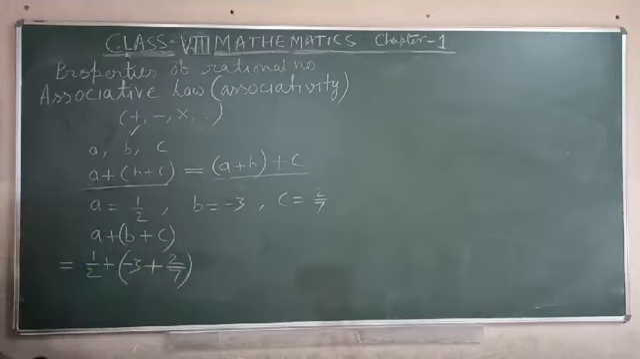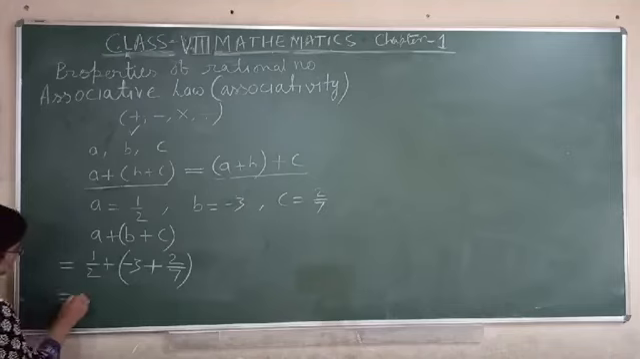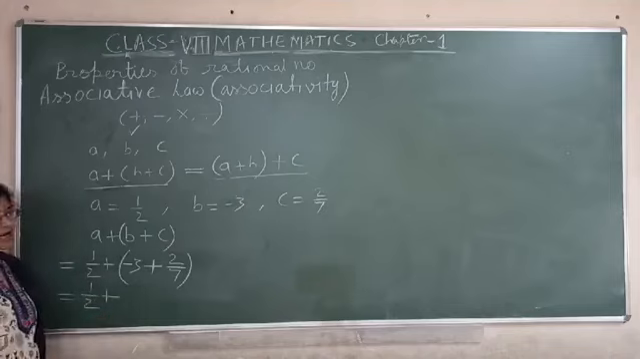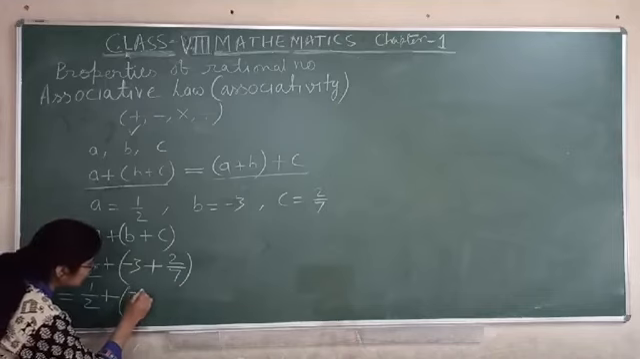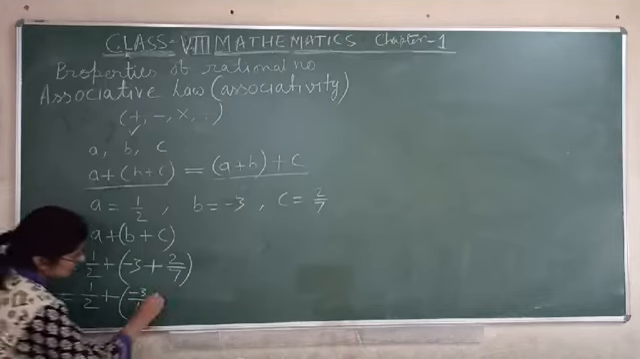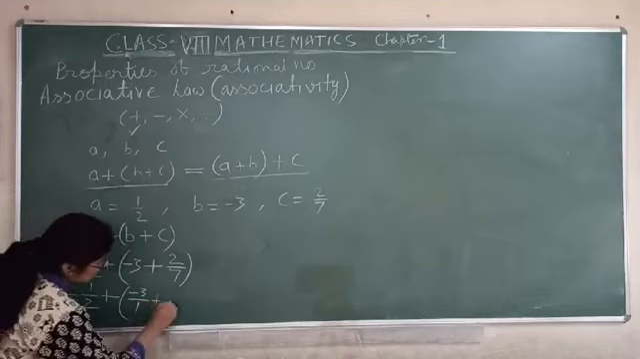Okay, let's calculate this one. So we will write 1 by 2 as it is, plus as it is. You know that according to BODMAS rule we have to solve the bracket portion first. So we will solve this one first. This is minus 3 upon 1 plus 2 upon 7, bracket close.